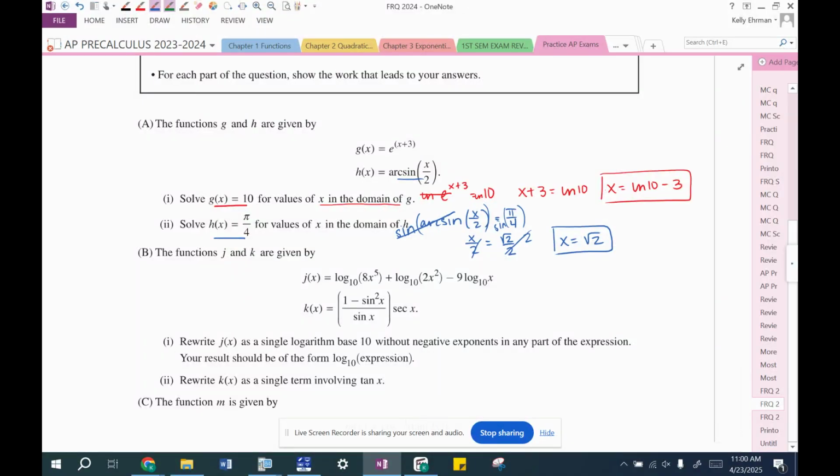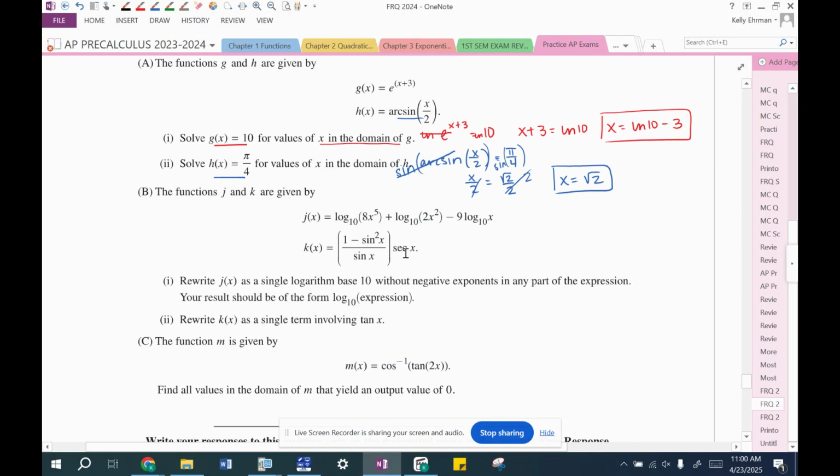Part B, you're always condensing a log for the first part, and then you're always working with trig identities for the second part. So part 1 says rewrite j of x as a single log base 10 without any negative exponents, and you should just have log base 10 of an expression. All right, so to start, remember, if there are numbers in front of the logarithm, which there's only one right here, that becomes an exponent.